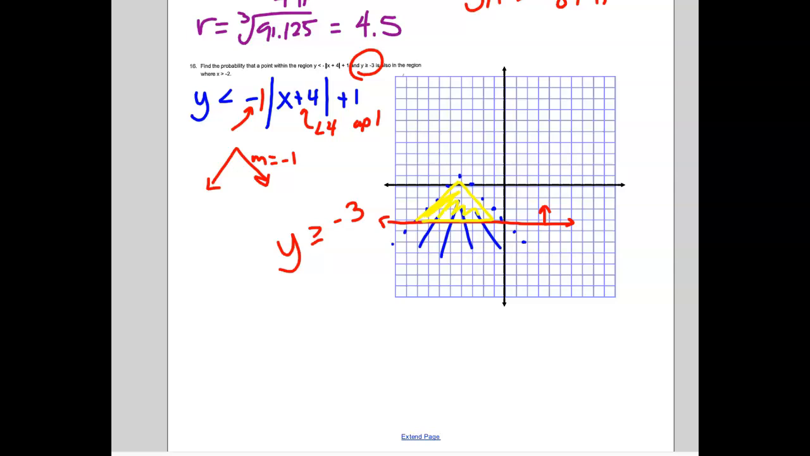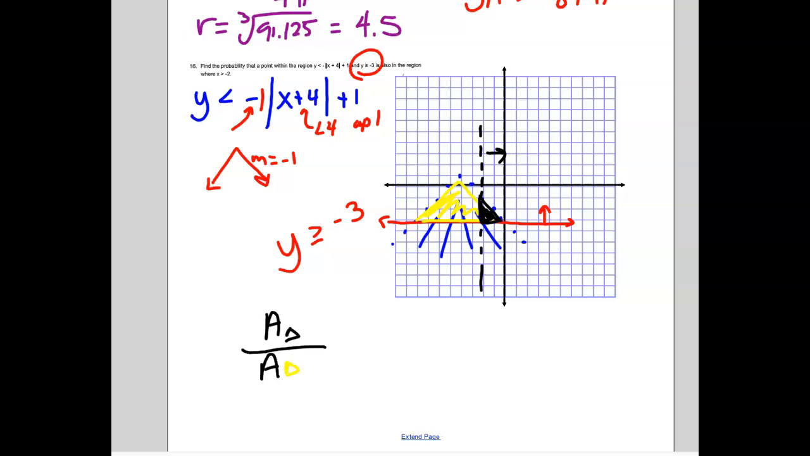Okay? And then it says now compare that. What is the probability that a point in that region is also in the region where x is greater than negative 2, which would be here, going this direction. So they're really saying, what is the probability I'm in this part, this little triangle here, compared to being in the whole big yellow triangle? So we need the area of the little black triangle compared to the area of the yellow triangle.